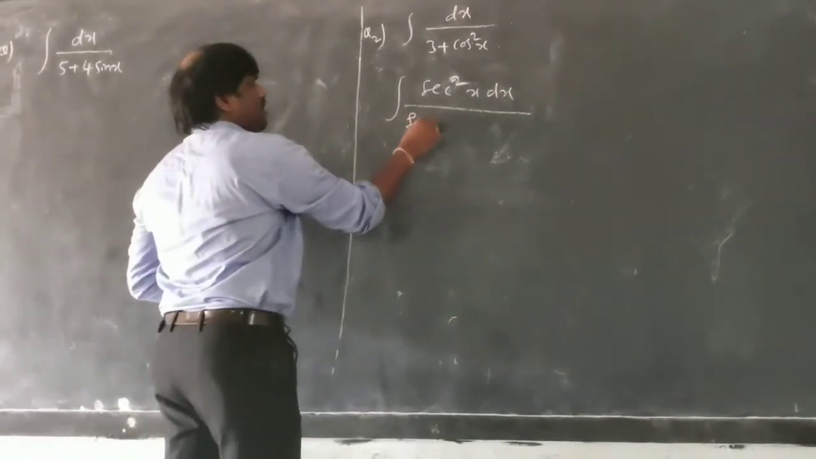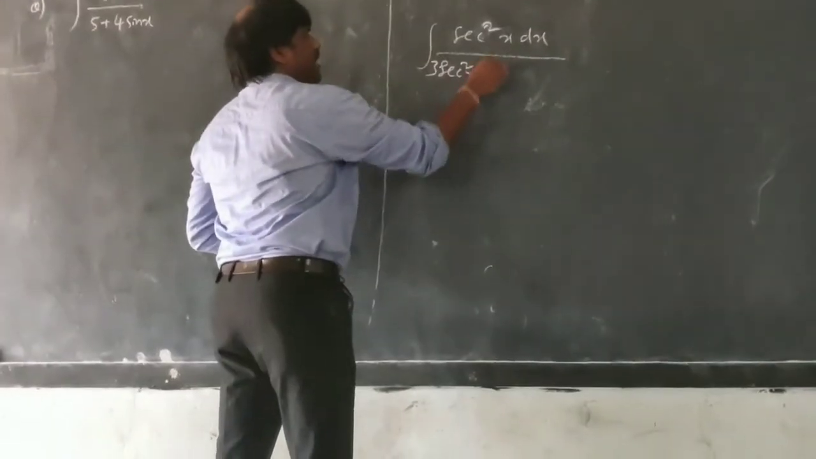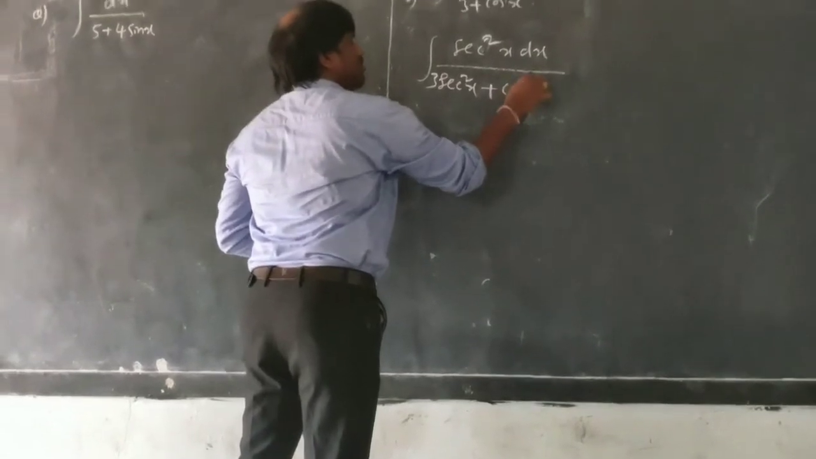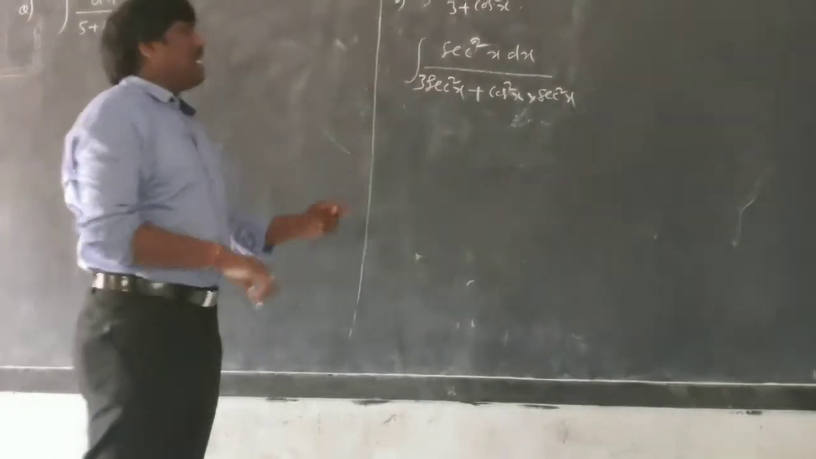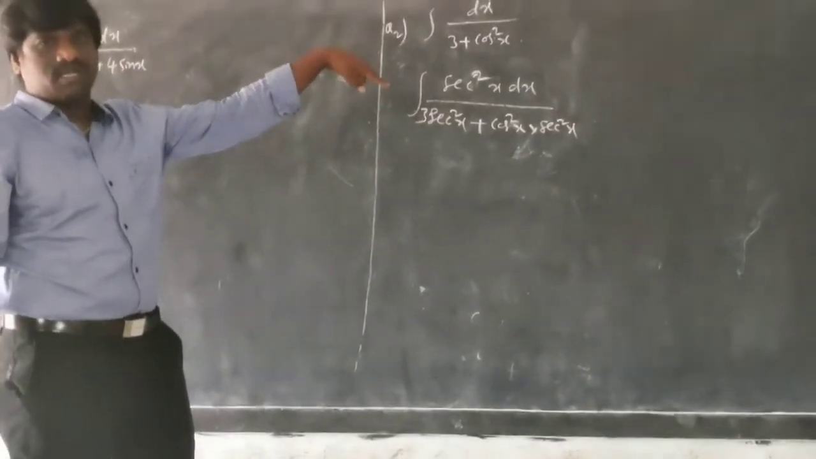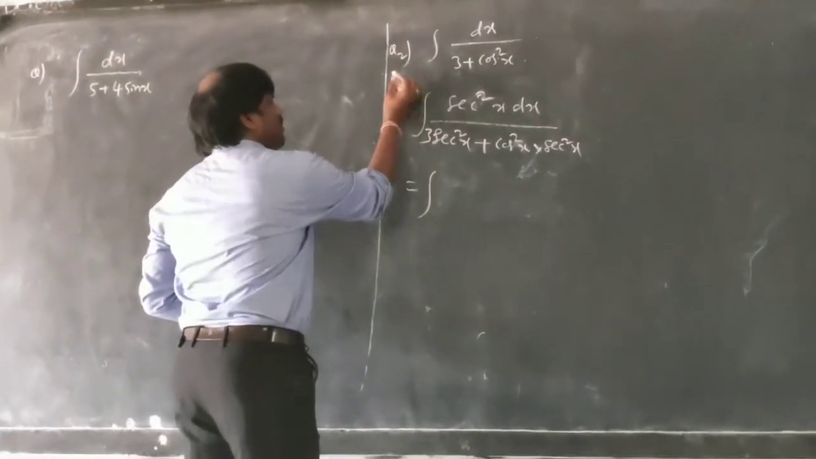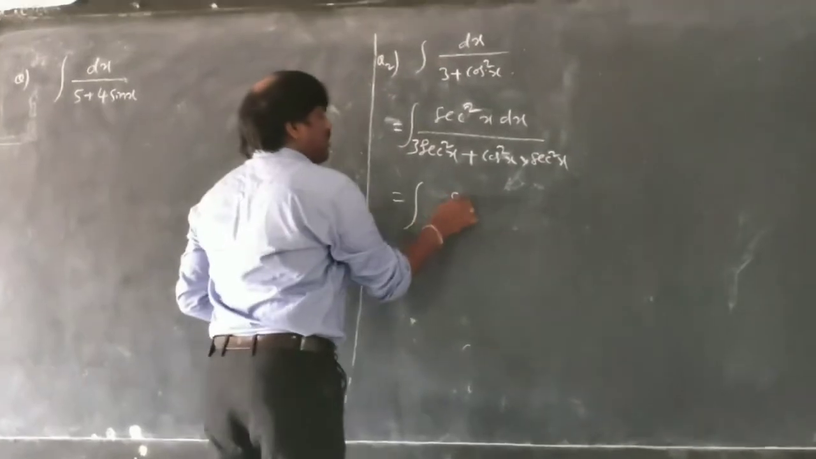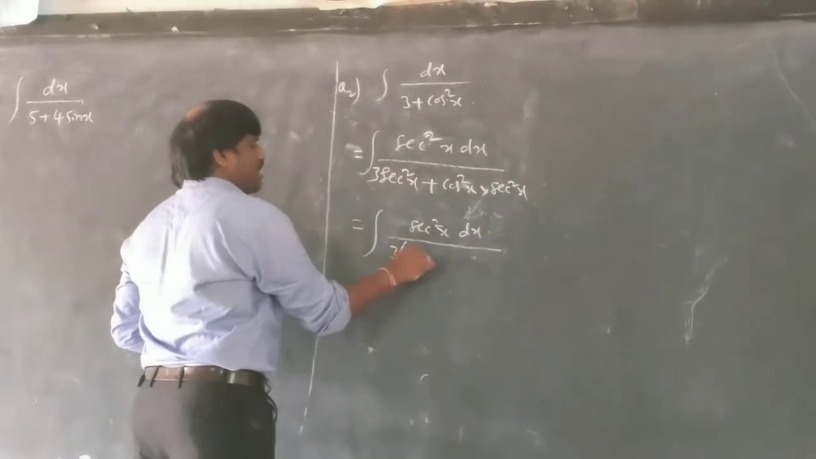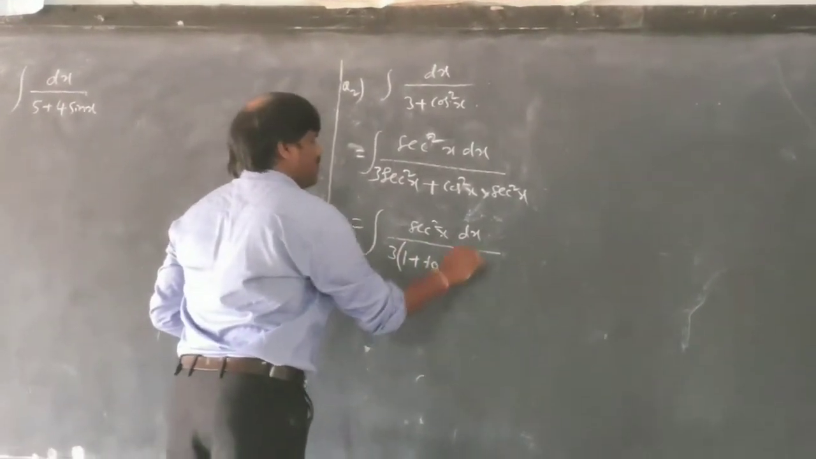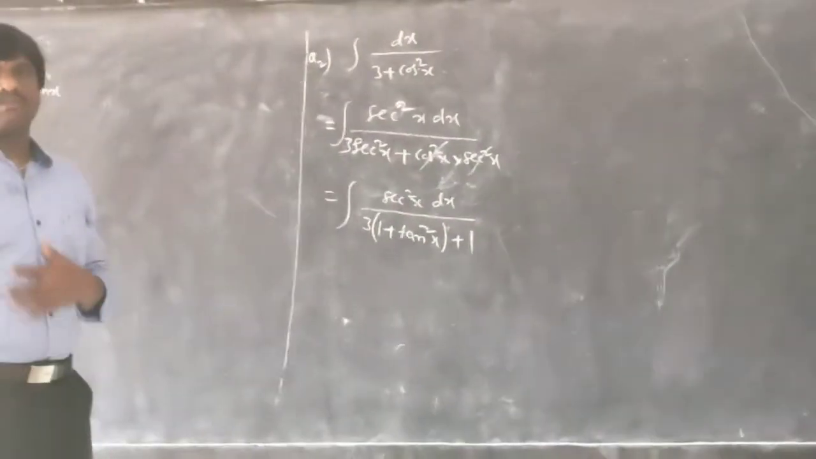So sec square x into sec square x, multiply here 3 into sec square x plus, if I multiply this sec square x into cos square x into sec square x. I am multiplying sec square x on numerator and denominator. So what I am going to get here, integration of sec square x dx upon 3 into sec square x, I can write as 1 plus tan square x, plus sec square x times cos square x, this is cancelled, one answer will get. So sec square x is 1 by cos square x.